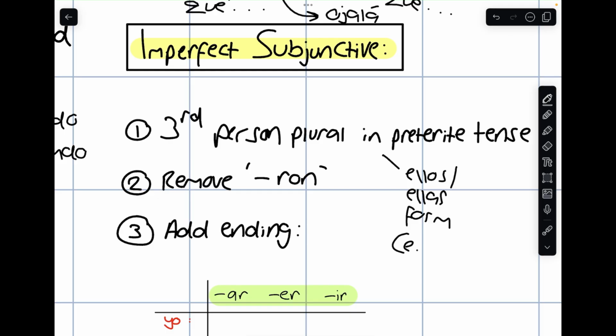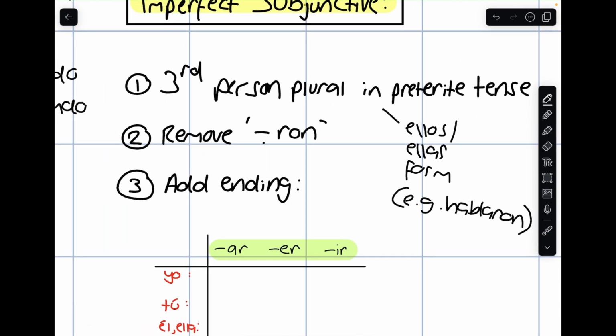For example, we could have hablaron. So in order to form this tense, you need to know the preterite. Hablaron is my third person plural in the preterite. My second step is to remove the ron. So in our case, we would get rid of the ron, and we'd be left with our stem. Habla. Hablaron, habla. We've taken the ron off.